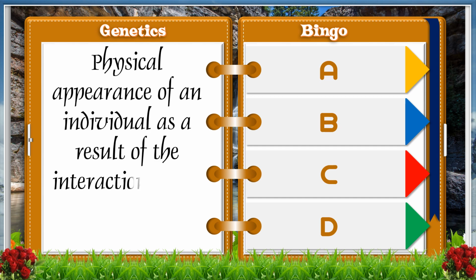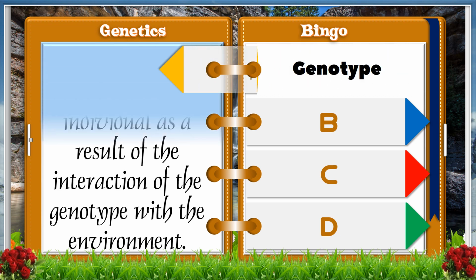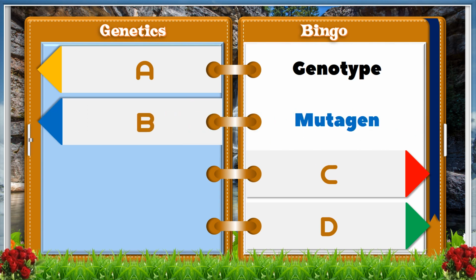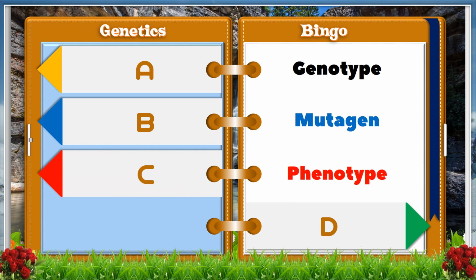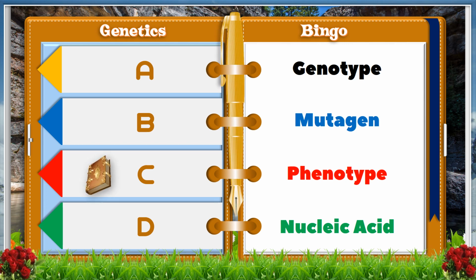Physical appearance of an individual as a result of interaction of the genotype with the environment. A. Genotype. B. Mutagen. C. Phenotype. D. Nucleic acid. And the answer is C. Phenotype.